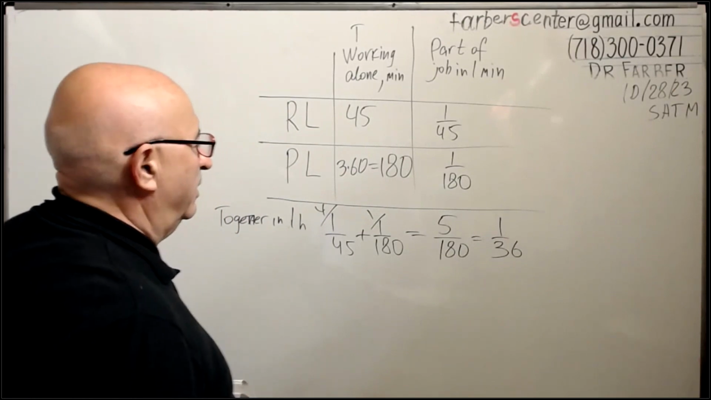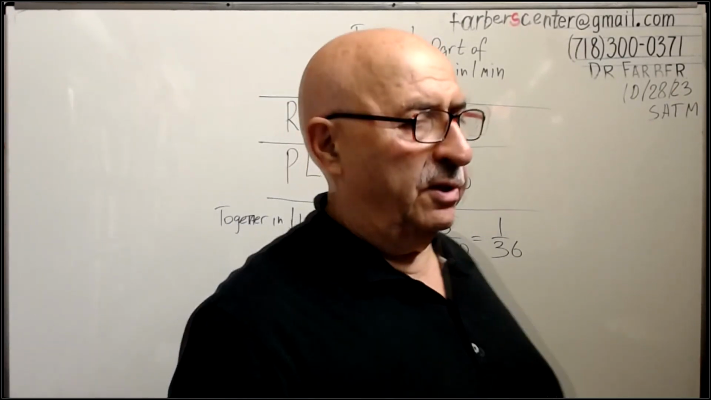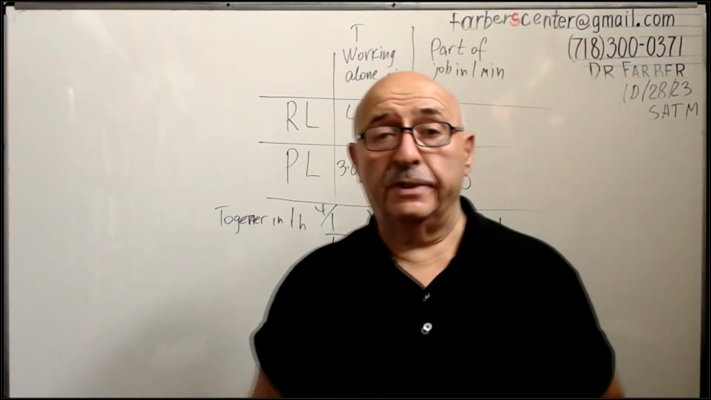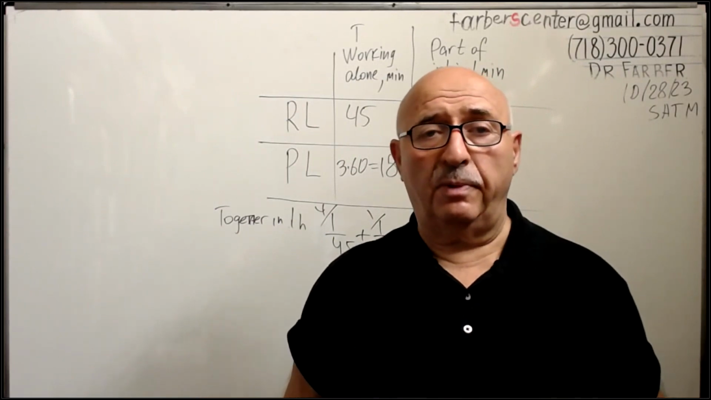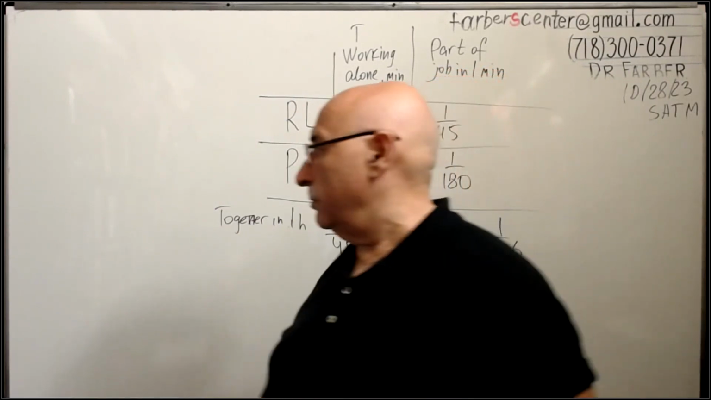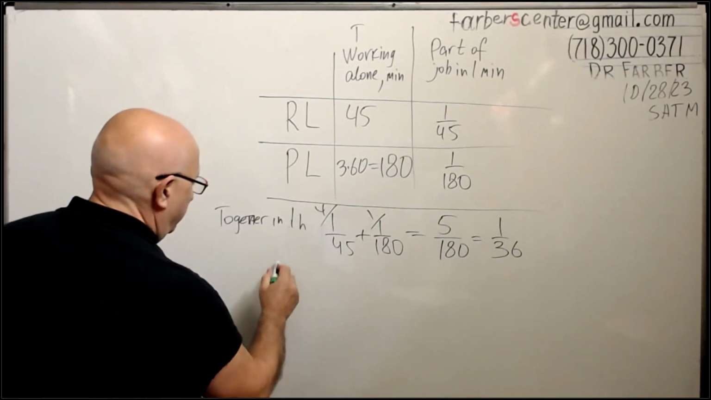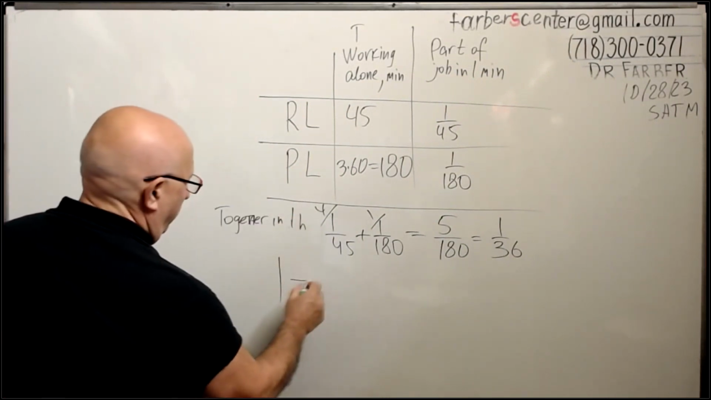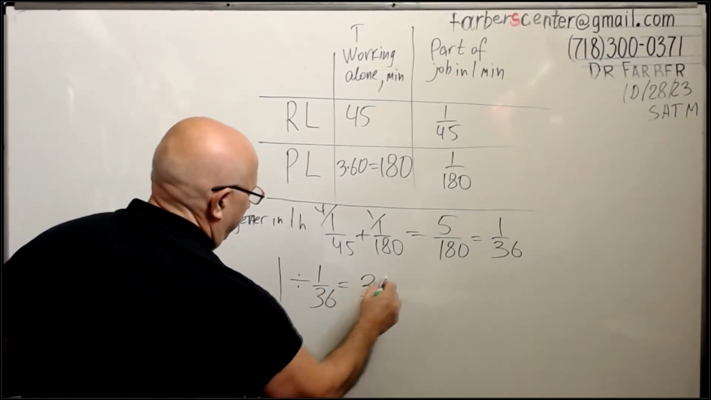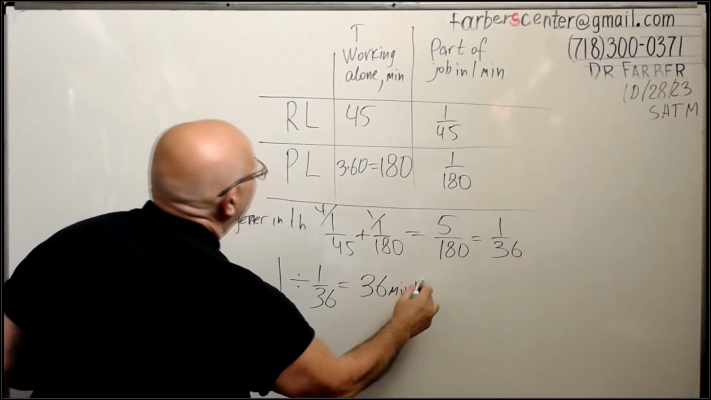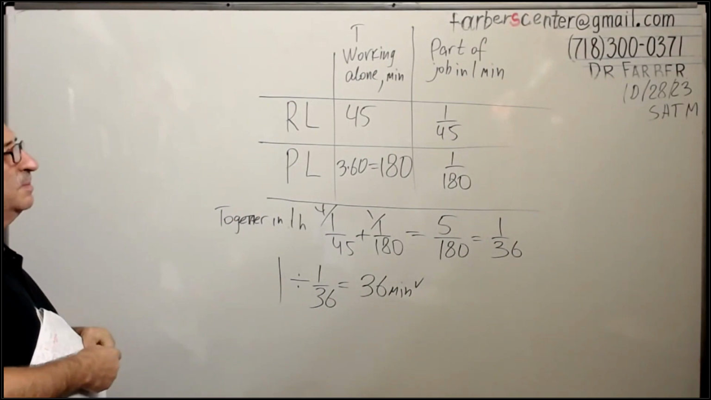If every day you can eat 1 over 7 parts of a pizza, how many days does it take to eat the pizza? 7. How did we do it? Entire job, entire pizza, divided by 1 over 7. That's what we always do, right? So since this is 1 over 36, entire job, you divide by 1 over 36, keep change flip, you get 36 minutes. A very typical question for working together.